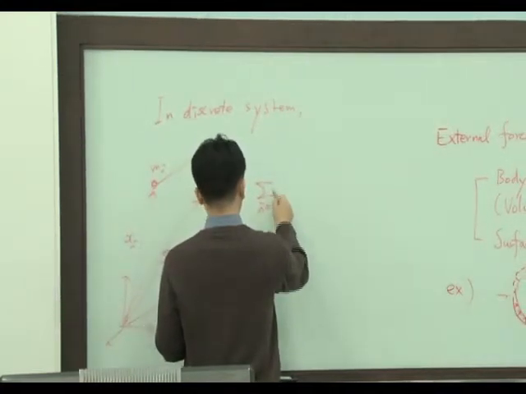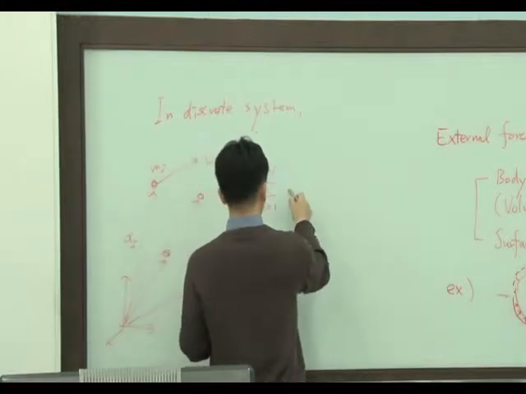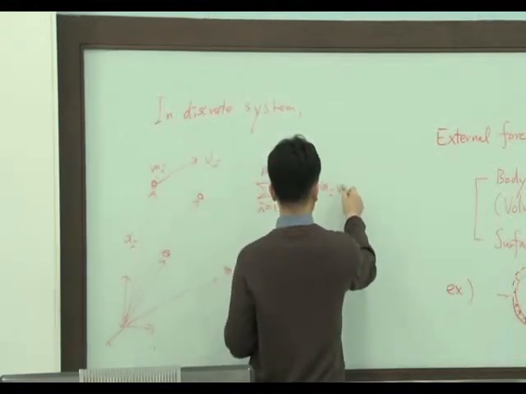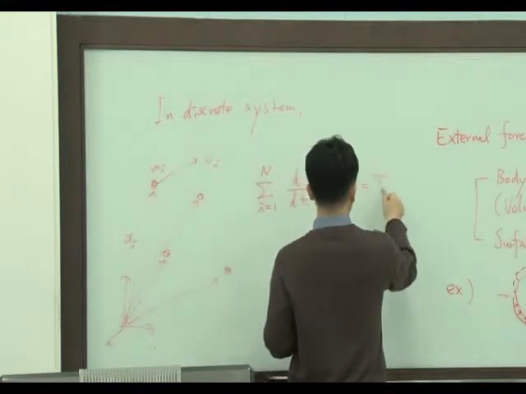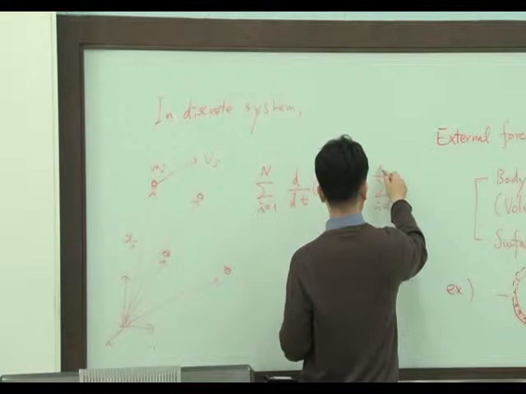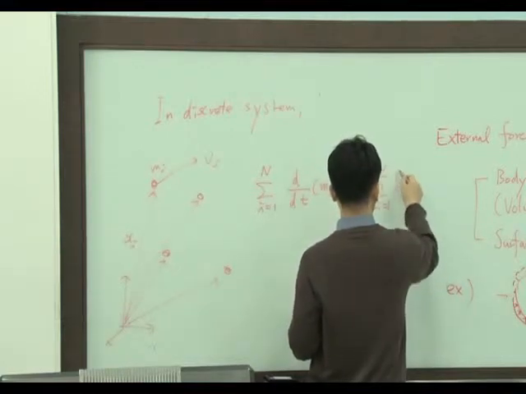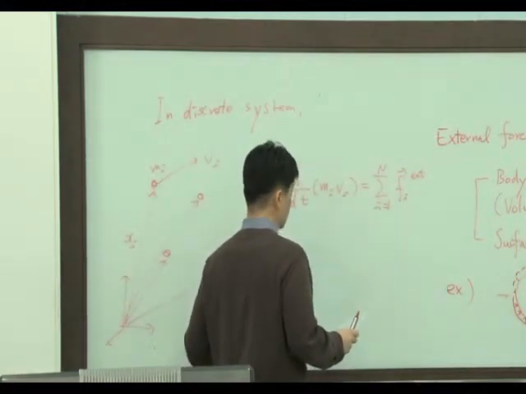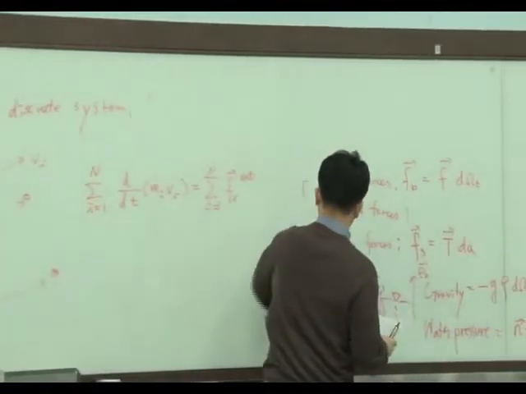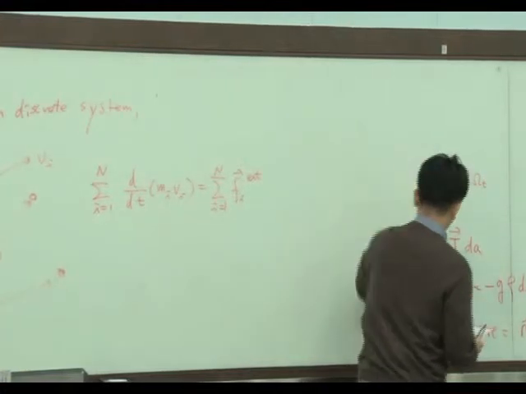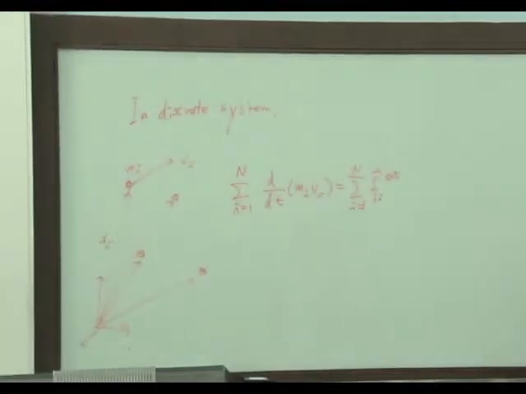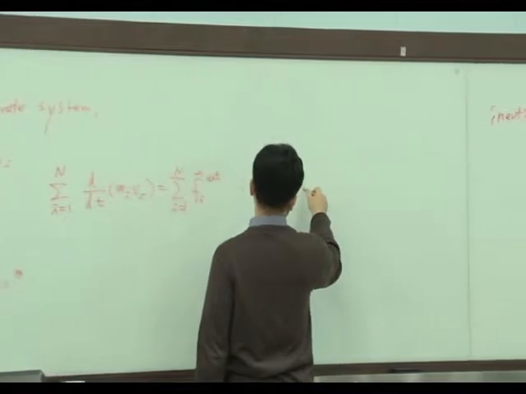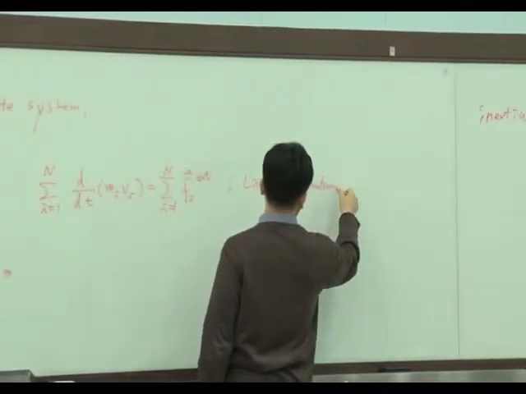Sum over i equal 1 to n, d/dt of mi vi, equal to the sum over i equal 1 to n of Fi external. The name of this equation is linear momentum balance.